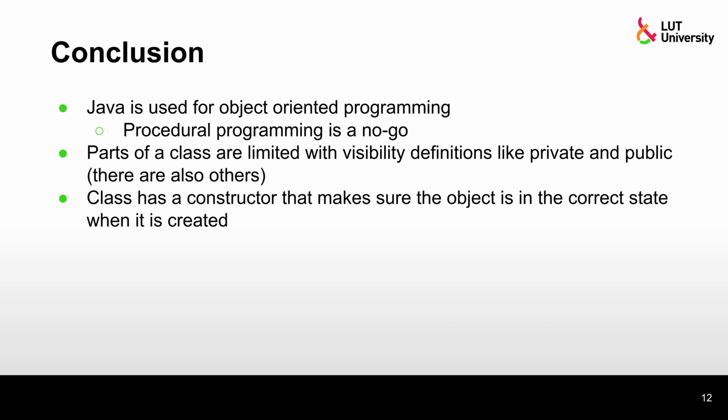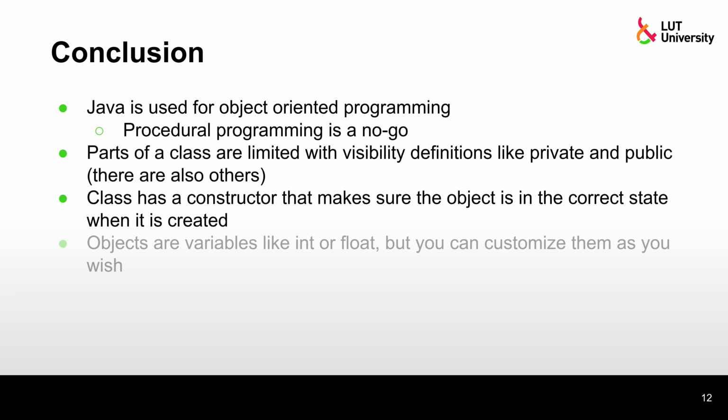Class has a constructor that makes sure that the object is in the correct state when it's created. It can initialize some values, it can call other methods, it can create other objects. That's the responsibility of the constructor. And objects are variables like int or float, but you can customize them as you wish.